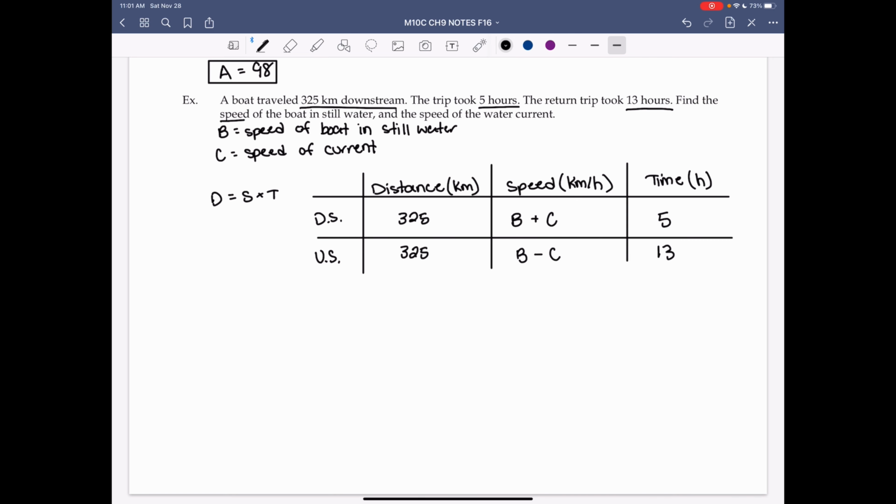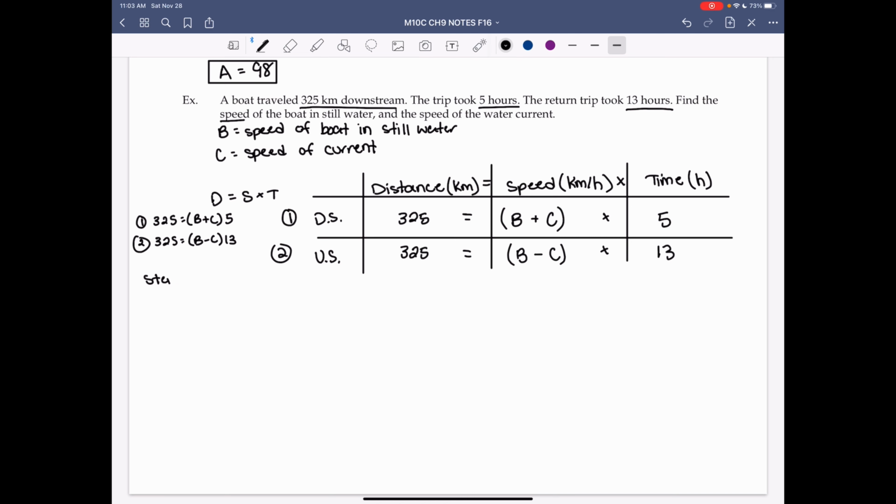Then from our table, we can get our 2 equations because we have the formula distance equals speed times time. So equation number 1 is for going downstream. We have 325 equals (B plus C) times 5. And equation number 2, 325 equals (B minus C) times 13. I'll write those again over here. Equation 1 is 325 equals (B plus C) times 5, and equation 2, 325 equals (B minus C) times 13.